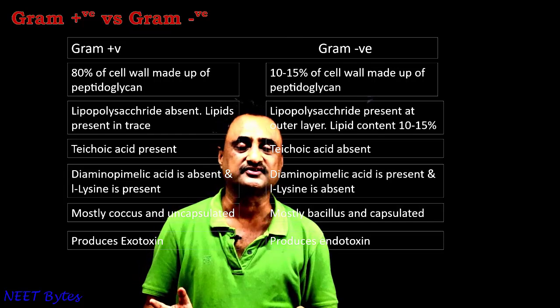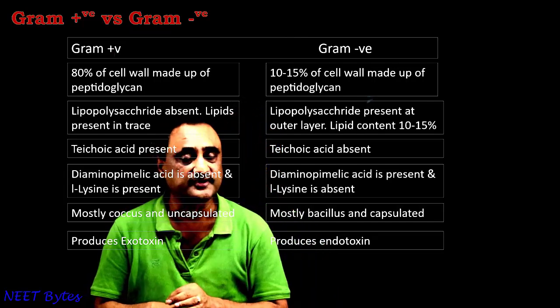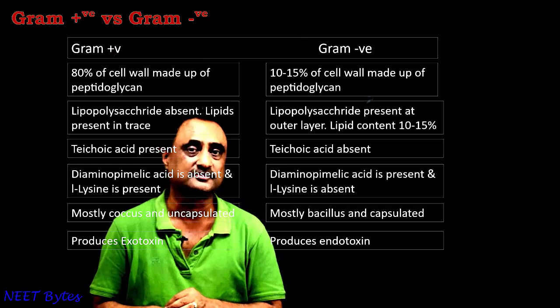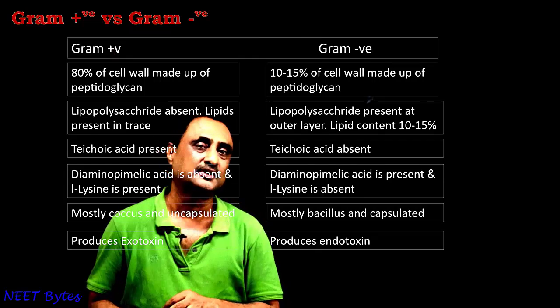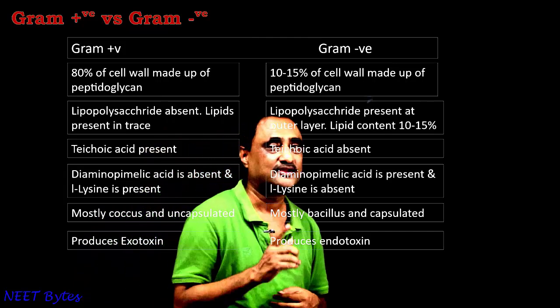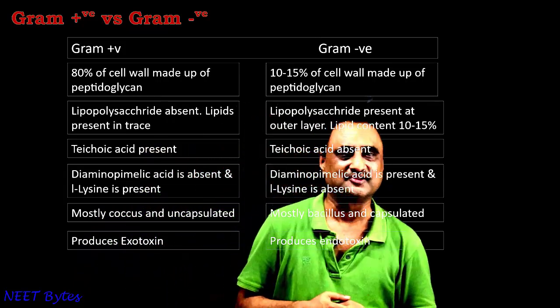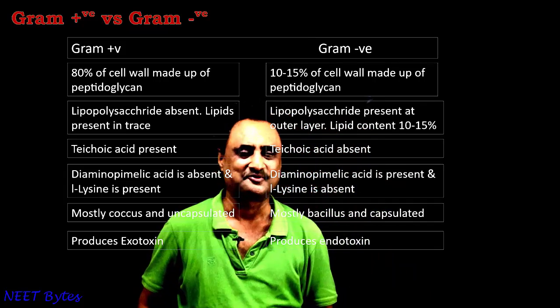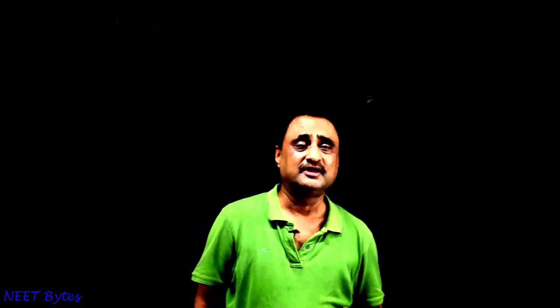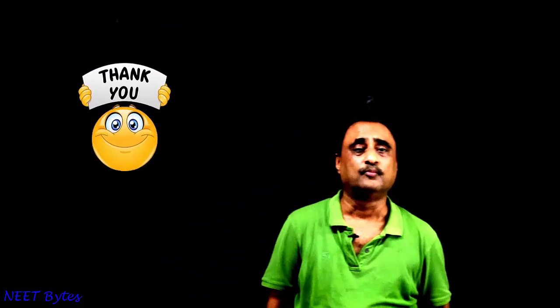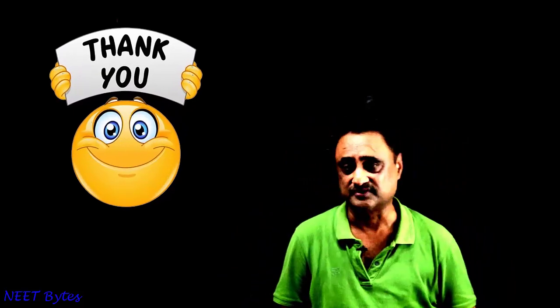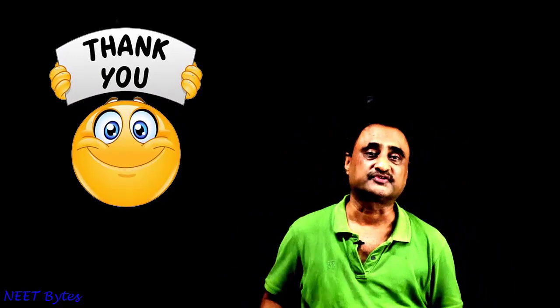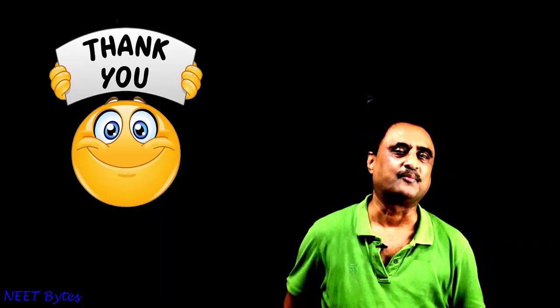As far as the mode of action is concerned, the exotoxin affects your peripheral nervous system, but endotoxin affects the CNS, that is the central nervous system. So that is how we differentiate between gram positive and gram negative. Right? So that's all as far as the entire bacterial cell wall is concerned. This is the most important, and in NEET, questions often come from the bacterial cell wall, mostly concerning the difference between gram positive and gram negative.